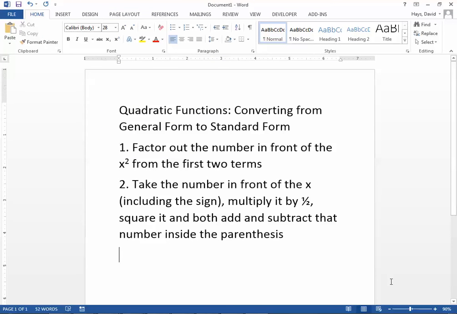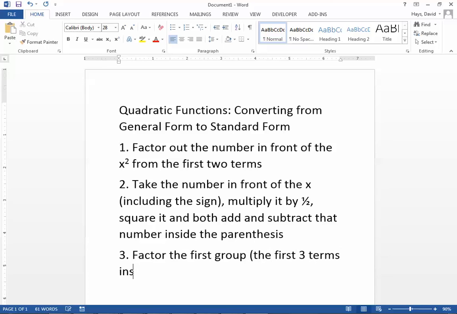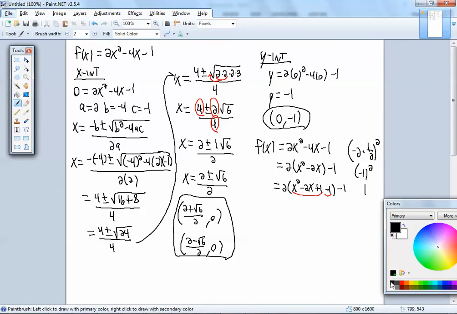Okay. So step 3. Factor the first group, the first three terms inside the parentheses. So this factors, I'm going to change that to a bracket. This factors as x minus 1 squared, and that minus 1 carries down, and that minus 1 carries down. Now again, the trick to that is whatever number's right here, right before you square it, is always what goes right here, sign included.